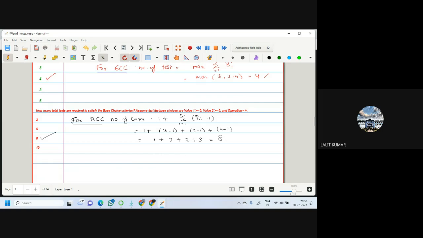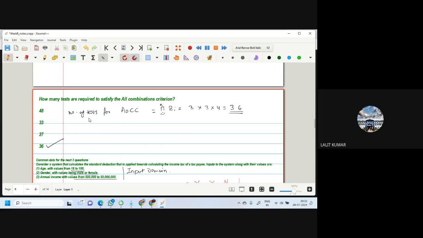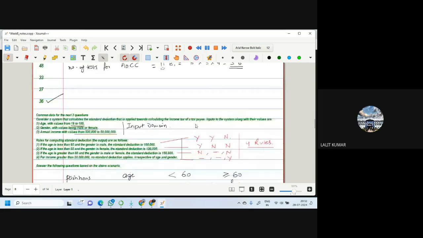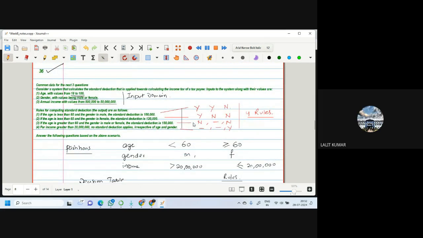And how many test cases are required to satisfy the base choice criteria? So here this question has come. This is the formula which we used. So this is simple. And how many test cases are satisfied? We have seen this. Clear. Now this is a question.